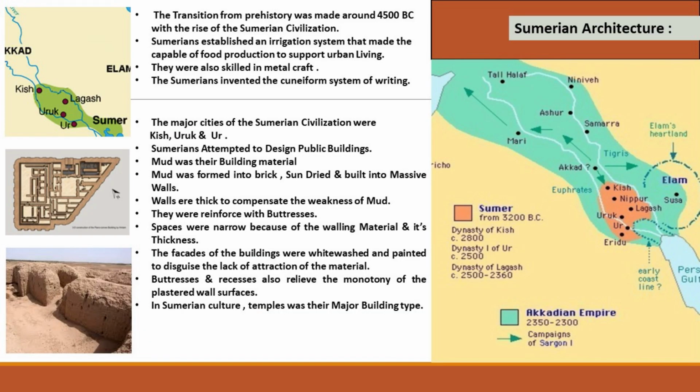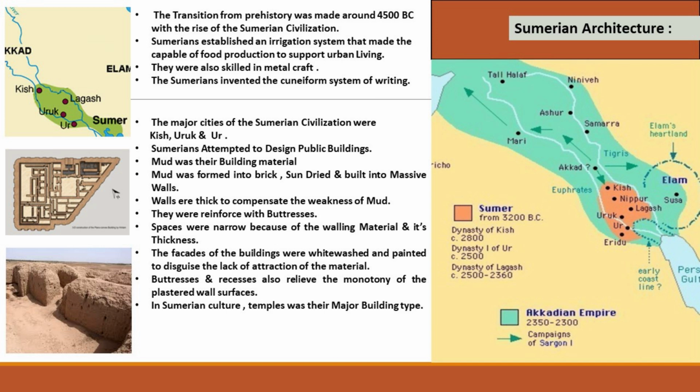Now talking about the Sumerian culture, as you can see on the left-hand side, there is a map of Sumer. You can see there are 4 major cities: Eridu, Uruk, Ur and Lagash. This transition from prehistoric was made around 4500 BC with the rise of Sumerian civilizations. Sumerians established an irrigation system that made them capable of food production to support urban living. They were also skilled in metal craft. Sumerians invented the cuneiform system of writing.